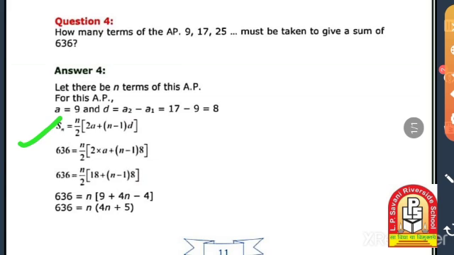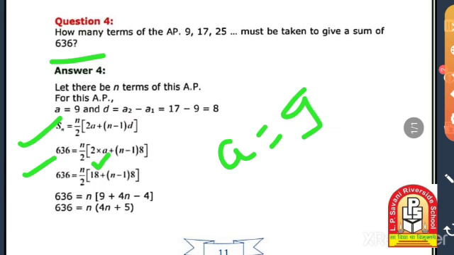So Sn is equal to 636 over here. Put the value 636 in Sn, and then n by 2 in the bracket 2 into a plus n minus 1 into d. So 2 into a, where a is equal to 9. Put the value a is equal to 9 over here. Then put n minus 1 into d over here. So only n is left, and we have to find the value of n.